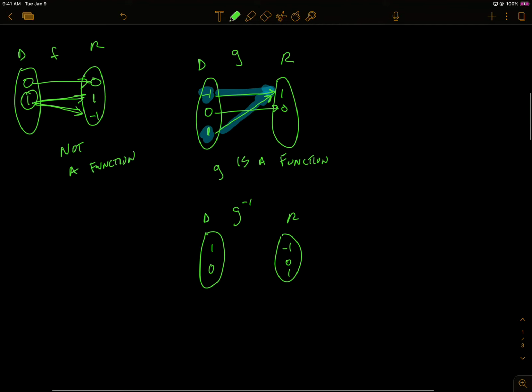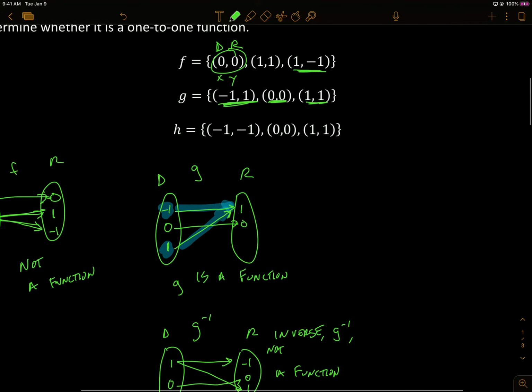Okay? So now, if I follow the mapping, 1 maps back to negative 1 and also 1 in the inverse, and 0 maps to 0. So I can see that the inverse is not a function. So I'm going to say the inverse, G negative 1, is not a function. Therefore, G is not one-to-one.